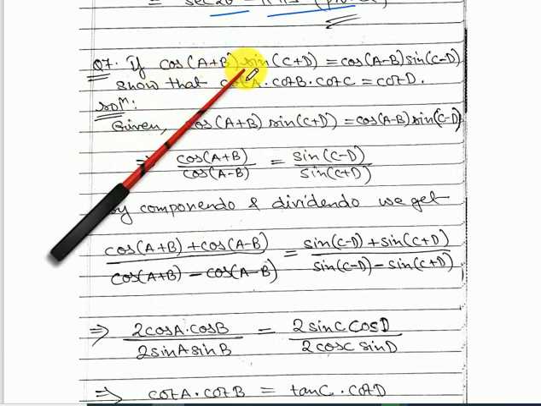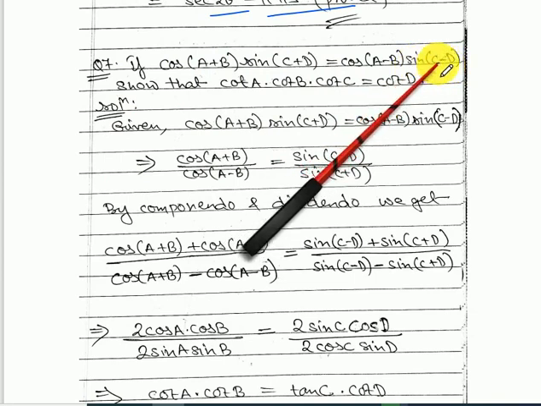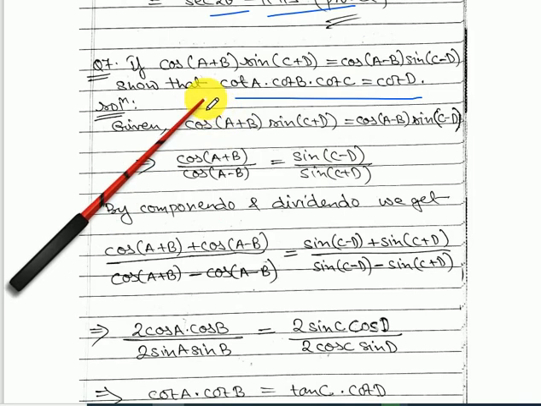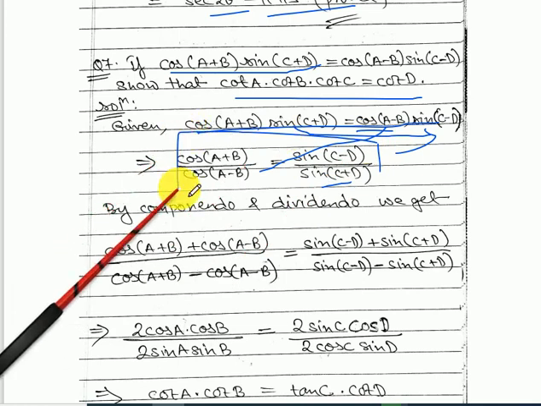If cos A plus B into sin C plus D is equal to cos A minus B into sin C minus D, so this. Okay, so what we'll do is, given this, okay, so we write this. Now A plus B and here A minus B, so this A minus B will bring down, and this C plus D will take to the right hand side. So we get cos A plus B upon cos A minus B is equal to sin C minus D upon sin C plus D.